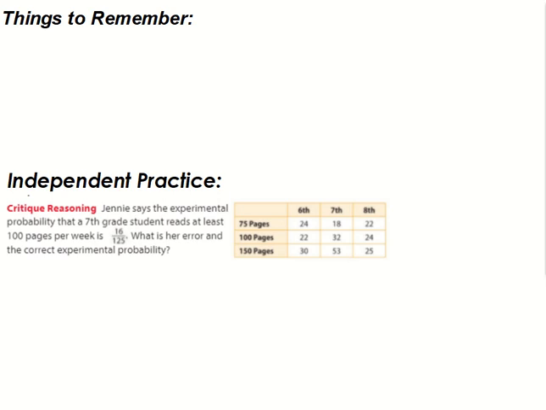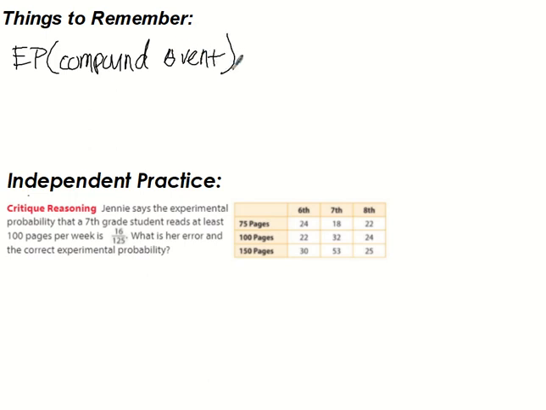All right, so things to remember. This is still experimental probability. So a compound event is still number of events over total trials. So it's exactly the same, except we'll just have a little bit more info, more choices than before.